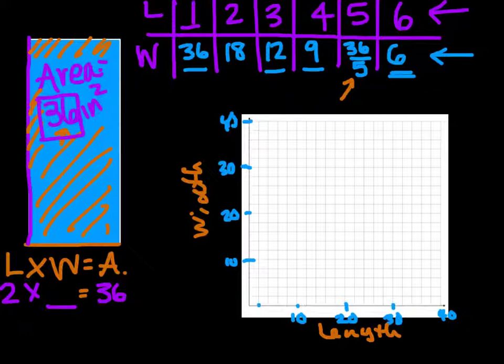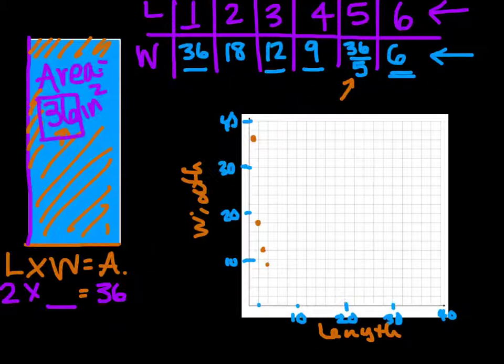When the length is 1, the width is 36. So we need to go from 1 up to 36. And we are going to make a little dot somewhere on that line. For 2, we have the width of 18. When we have a length of 3, we have a width of 12. When we have 4, we're at 9.